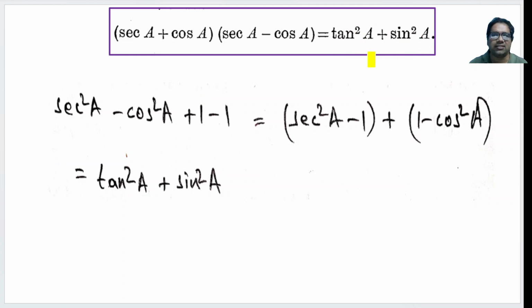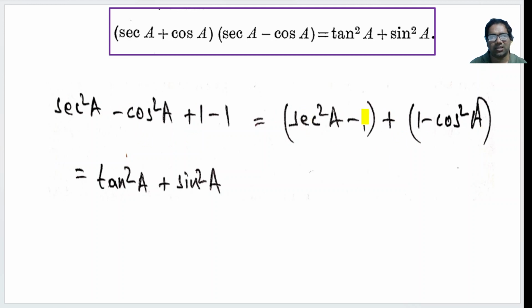What is tan square A? It is secant square A minus 1. What is sin square A? It is 1 minus cos square A. So what we do here, let's just add 1 and subtract 1 to the left hand side of this relation. Then basically we are adding nothing, but just to get this in this form. So let's take this minus 1 with secant square A and this plus 1 with cos square A. So we get secant square A minus 1 plus 1 minus cos square A.